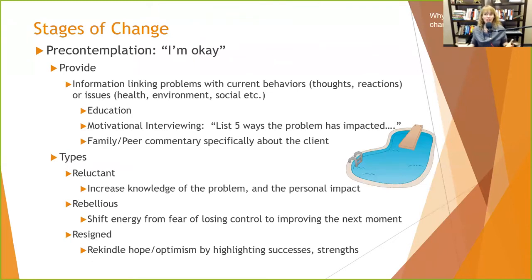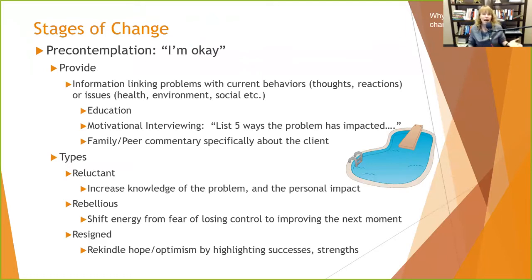So, stages of change. As I said, if somebody's not ready to change, your interventions are going to be very different. You're going to be helping them start to consider the fact that there might be a problem. How's that for hedging? We want to provide information linking the problems with current behaviors, such as their thoughts or reactions.